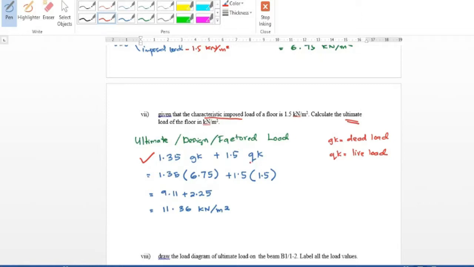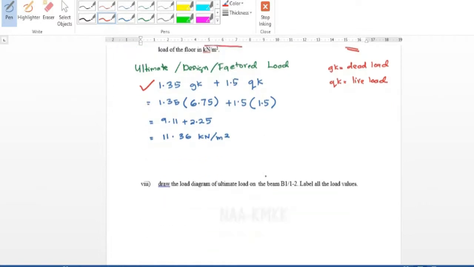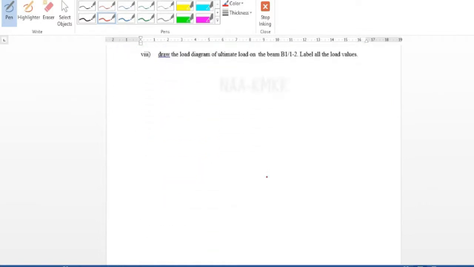Okay, next, the last one. For the last one, draw the load diagram of the ultimate load. Ultimate load on beam B1, 1, 2. Label all the load values. Now guys, draw the load diagram.